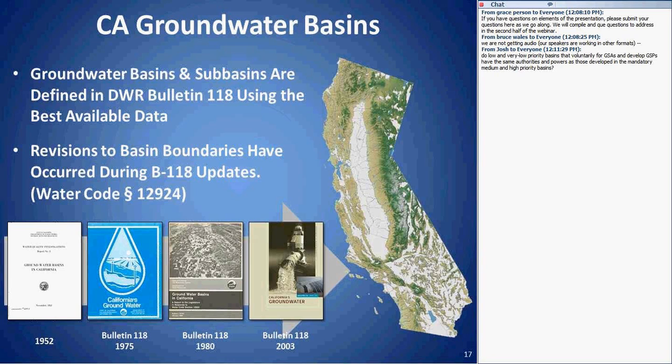The report figures on the lower part of the screen are the previous Bulletin 118 documents through time, dating all the way back to 1952 when groundwater basins were first defined in the state. And there are subsequent updates, and more basins have been defined using better information and higher resolution mapping.